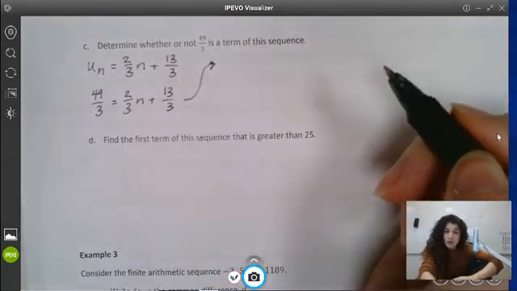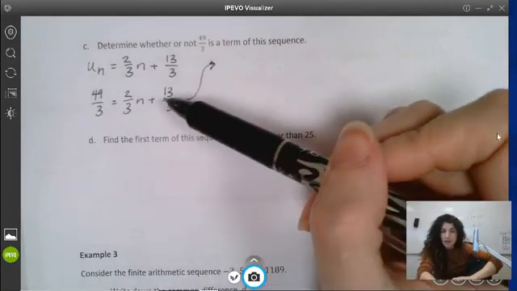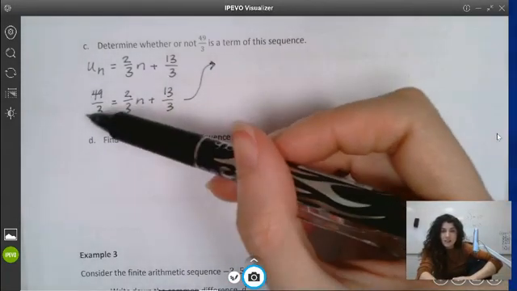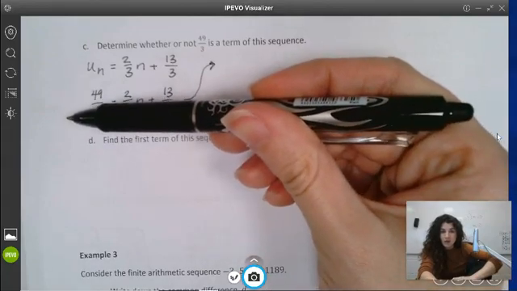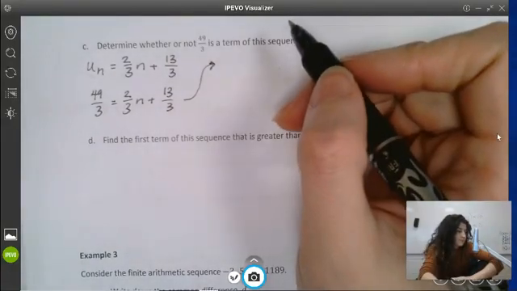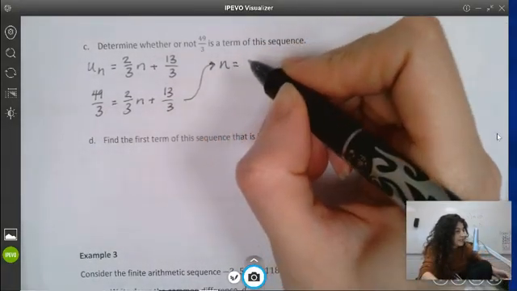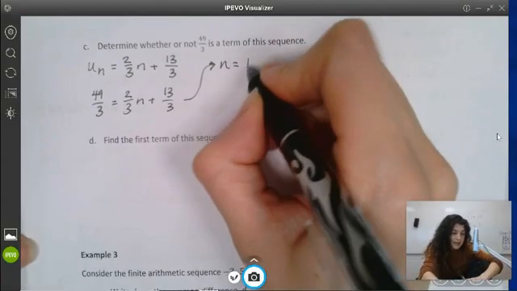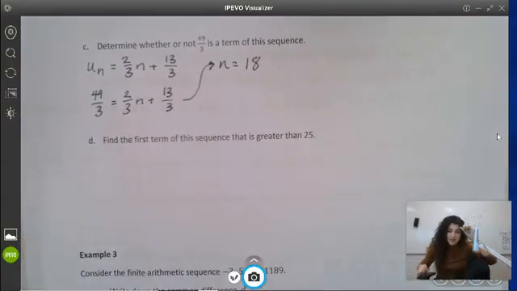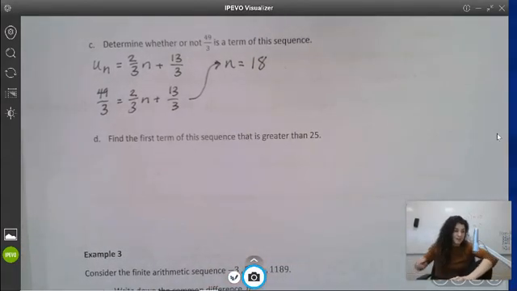Just solve for n. You can use numerical solve. You can try and do this algebraically. If you want to do this algebraically, multiply everything by 3 would be a really nice thing to do first because it gets rid of all of your fractions, and then all you do is 2n plus 13 equals 49, or you can use numerical solve. The answer that we get is n equals 18. That means that the 18th term is 49/3.